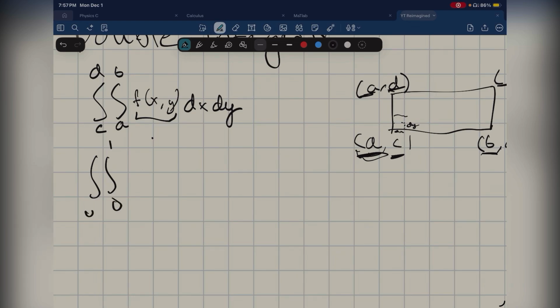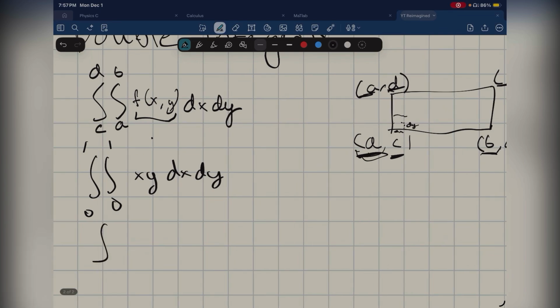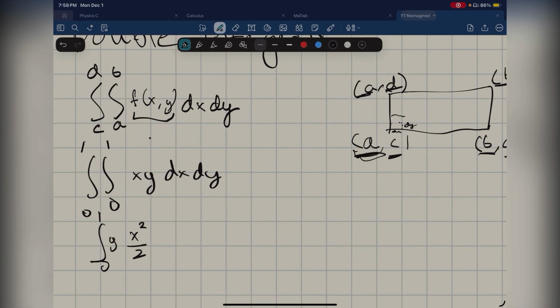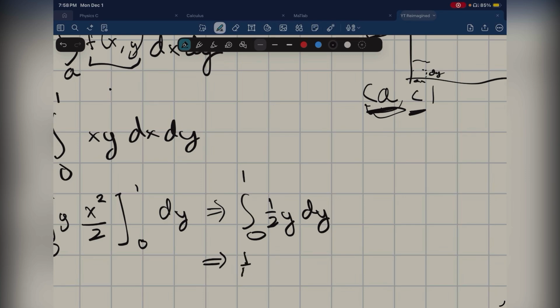The integral from 0 to 1, 0 to 1, of xy dx dy. This is an example to make it more concrete for you guys. We're going to treat y like a constant, like we do when taking partial derivatives, and integrate x. That's going to be x squared over 2. y can be on the outside because it's a constant in this case, from 0 to 1 dy. Now, if you plug that in, you get the integral from 0 to 1 of 1/2 y dy. And then you can solve that, you'd probably get 1/4.